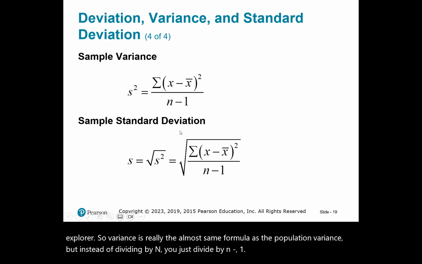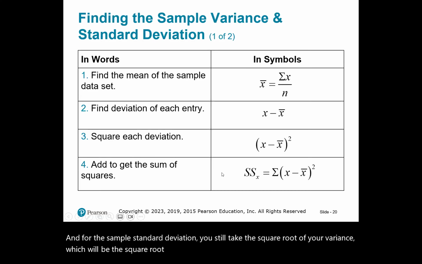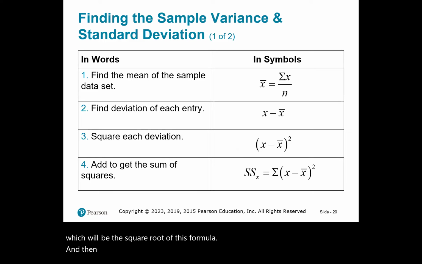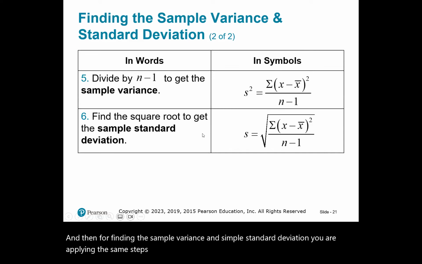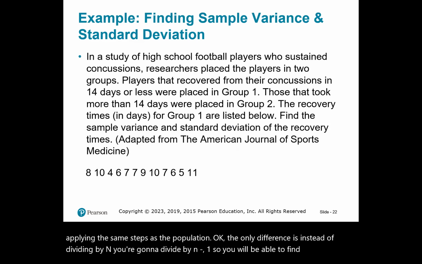And for the sample standard deviation, you still take the square root of your variance, which will be the square root of this formula. And for finding the sample variance and sample standard deviation, you are applying the same steps as the population. The only difference is instead of dividing by n, you're going to divide by n minus 1. So you will be able to find your sample standard deviation.